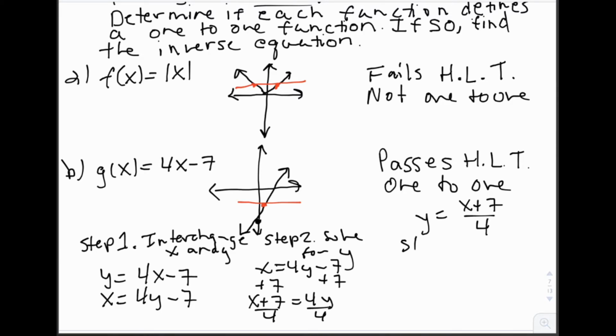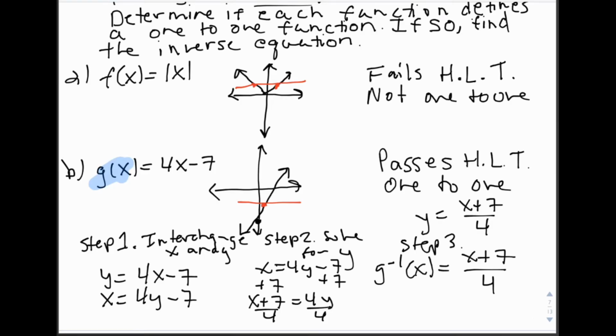And for step number 3, you can take that y and replace it with f inverse of x. So in this case, we would replace it with g inverse of x because we were initially dealing with g of x. So g inverse x is equal to, what did we find? X plus 7 divided by 4. And if you wanted to break it up into fractions of 1/4 x plus 7/4, that is okay as well. So we should be good to go for our example of B.